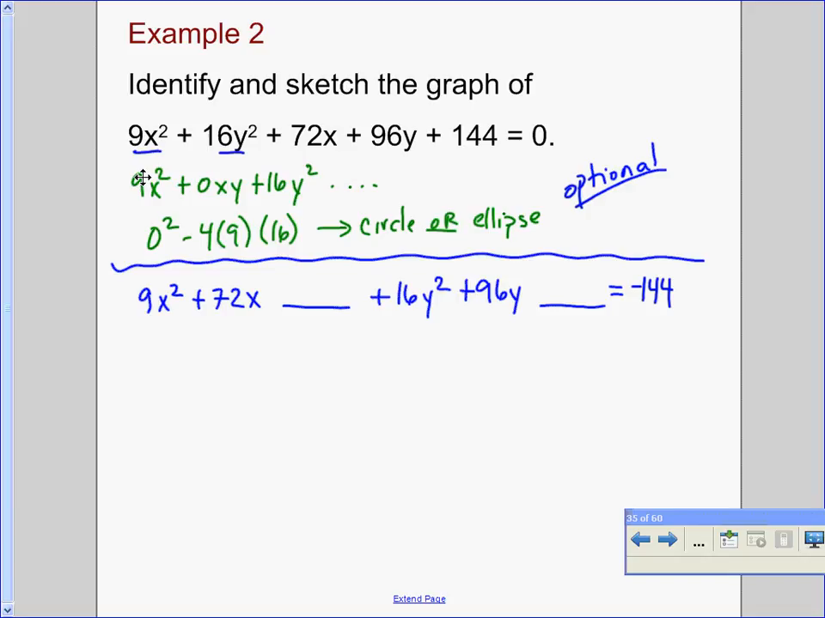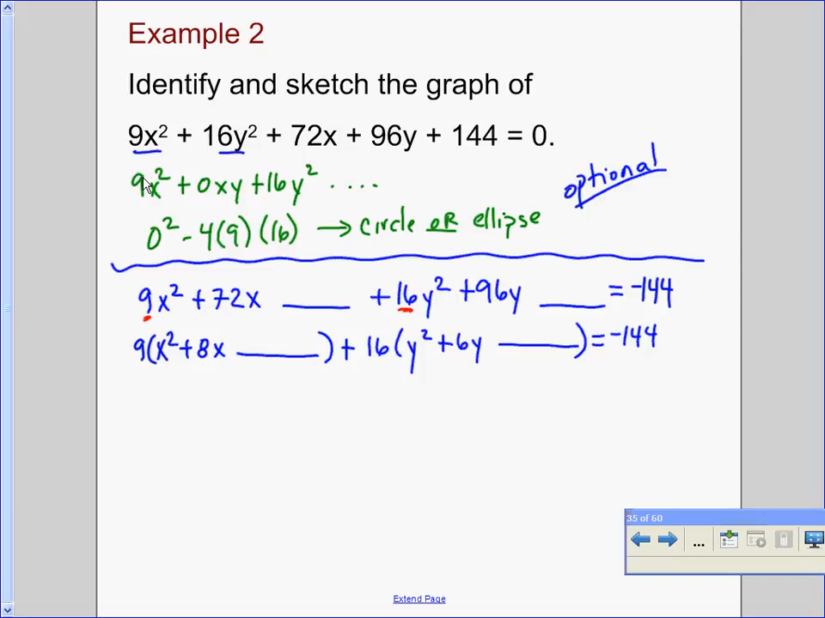I get that. Okay, so to complete the square, if you remember how to complete the square, the first thing you want to do is try to get rid of these terms here, your leading coefficients for your quadratic terms. And so when I do that, I'm going to have 9 times x squared plus 8x, I'm going to leave my blank, and I'm going to close my parenthesis, plus 16, I'm going to take out the 16, y squared plus 6y blank equals negative 144. Okay, I did that so that the coefficient of my x squared and my y squared is now 1 instead of 16 and 9.